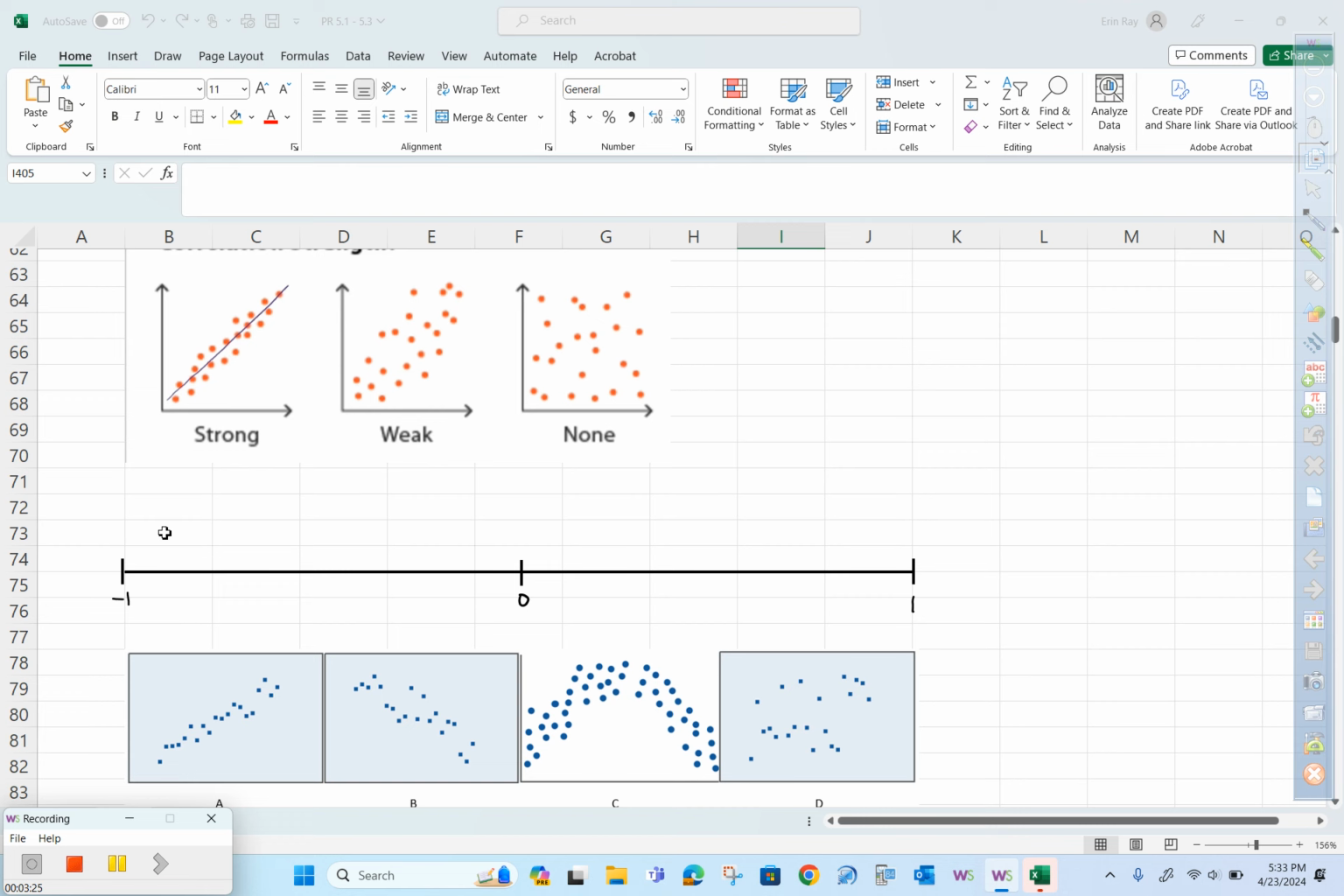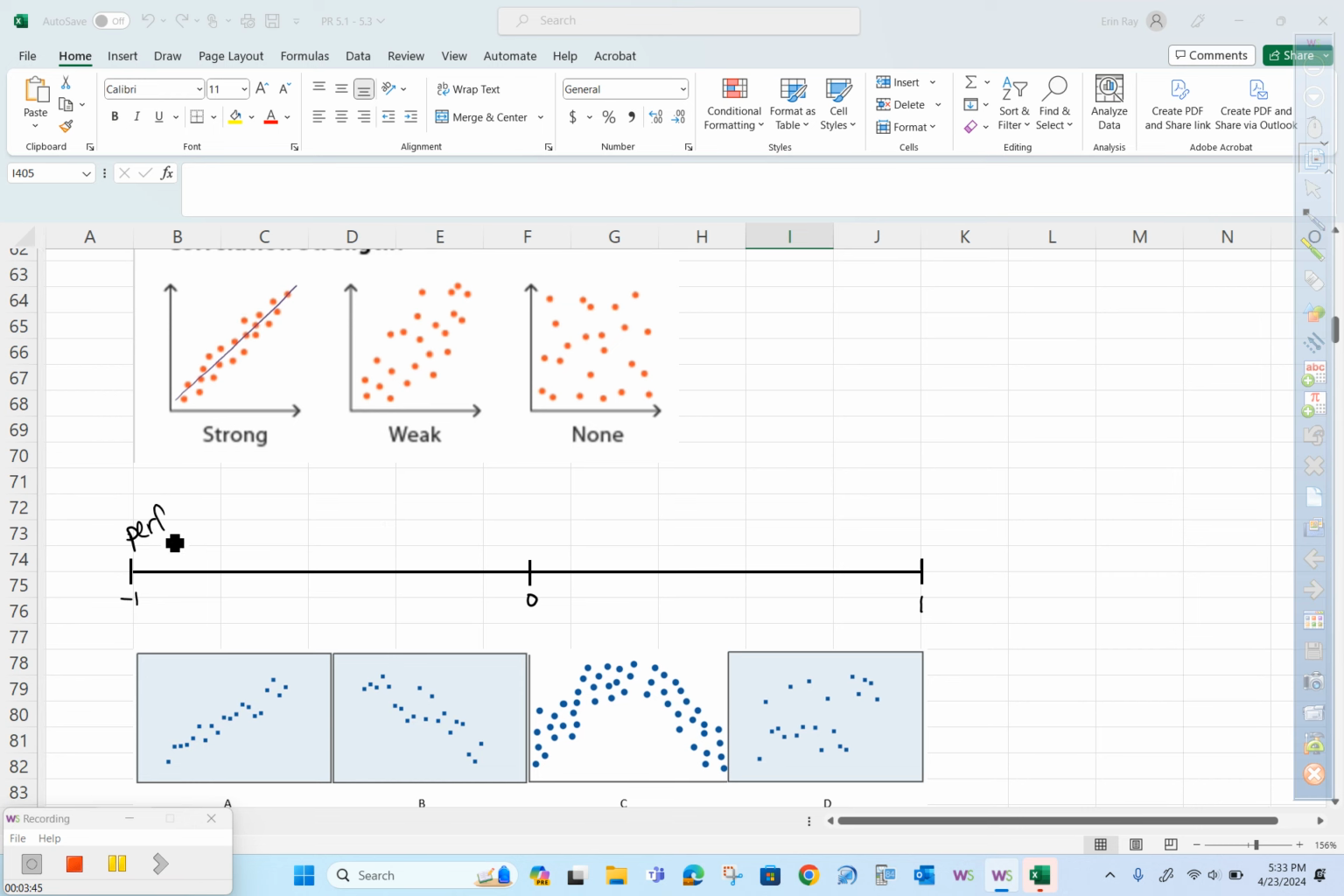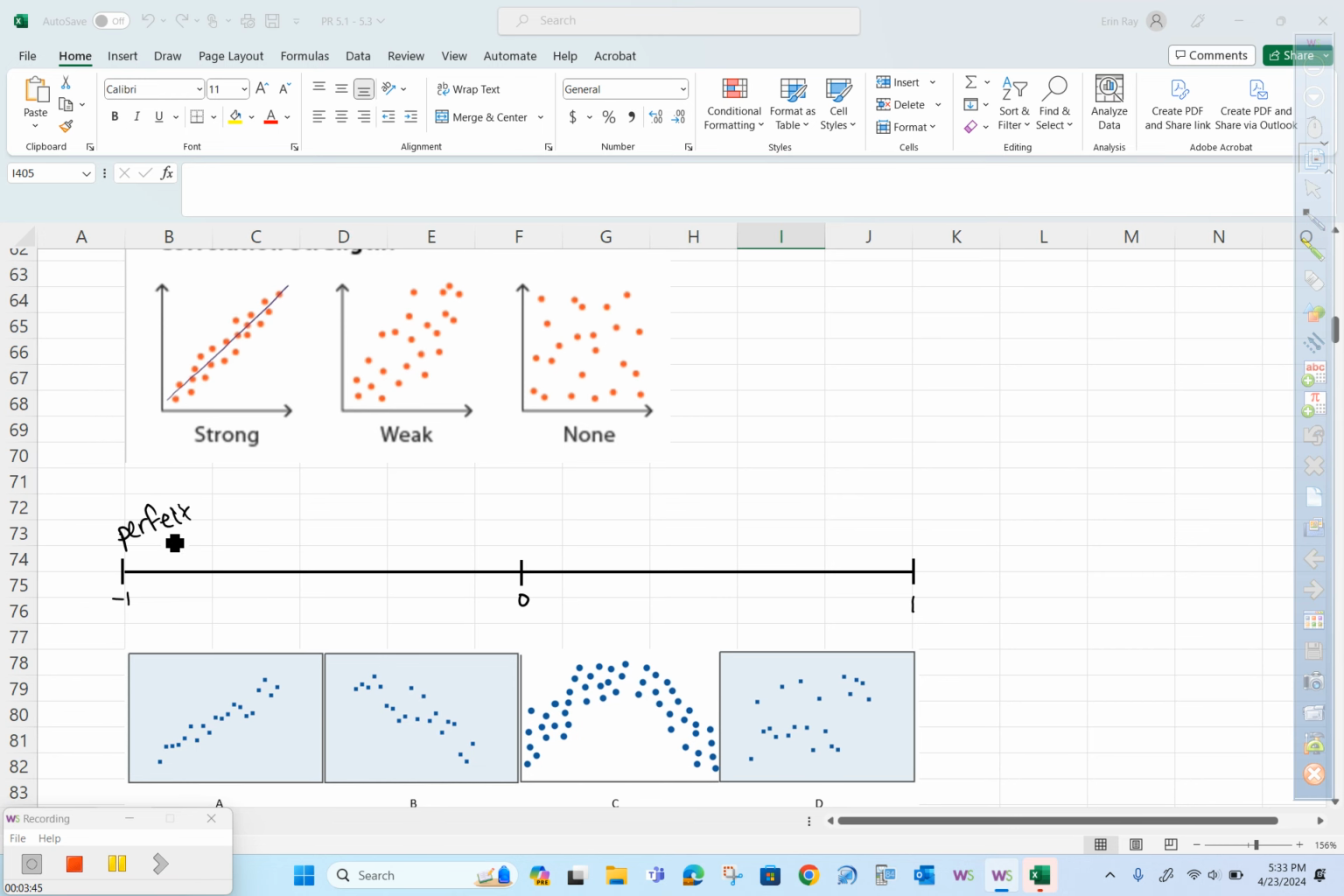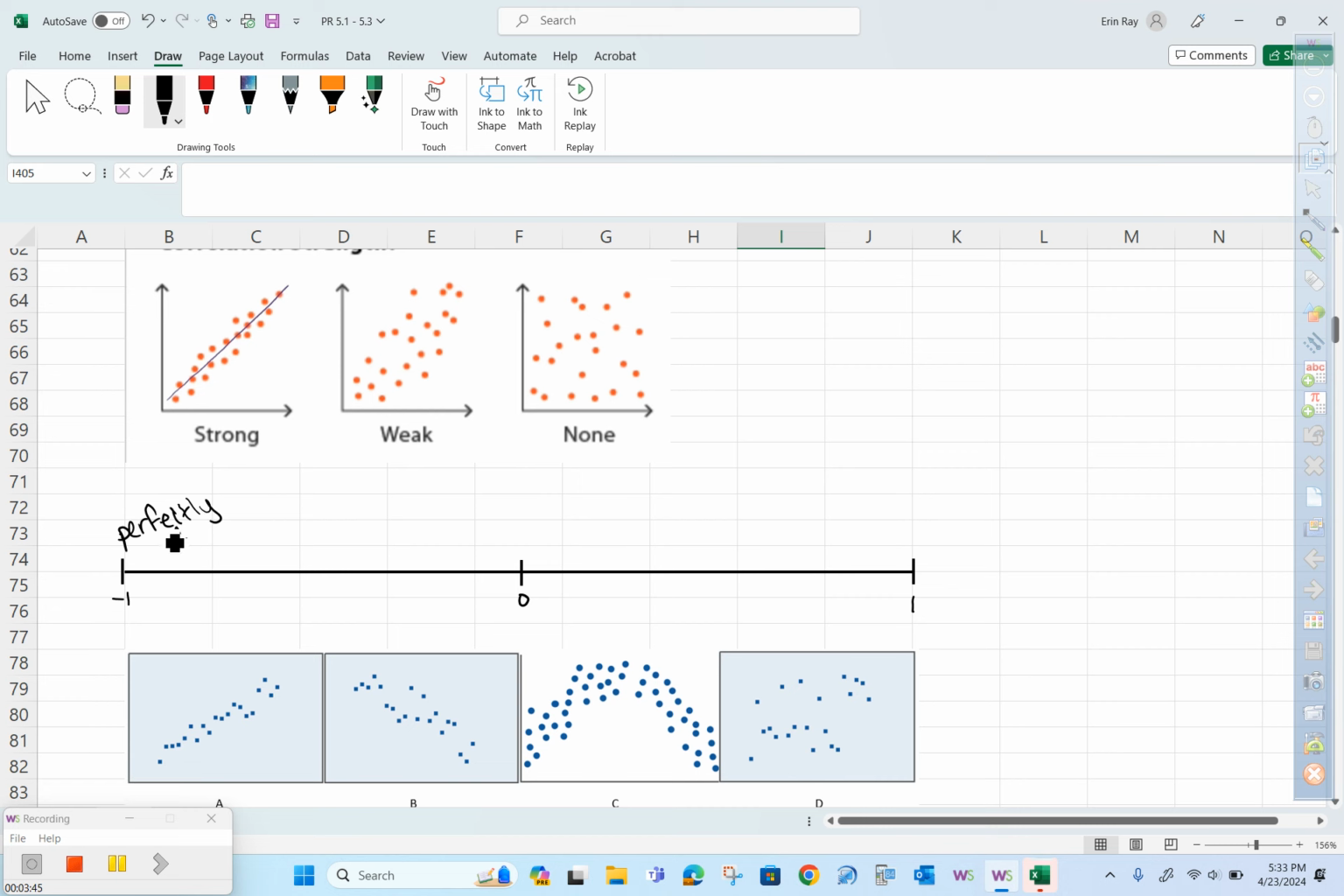So when we talk about perfectly linear, that's going to be our -1 and +1. So that would mean every single point is on the line of best fit. That would be a -1, perfect. Over here, at a +1, is still perfectly linear, but it has a positive slope. So going up, every point is exactly on the line. 0 would be no linear relationship.